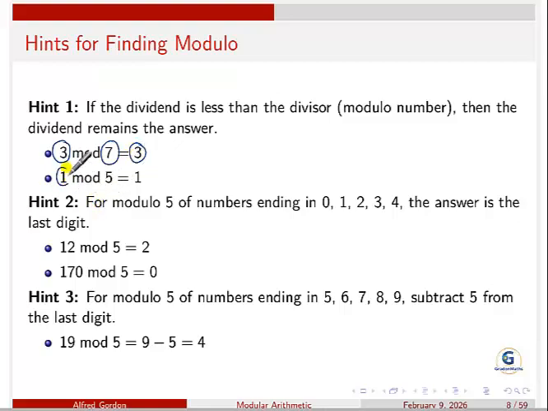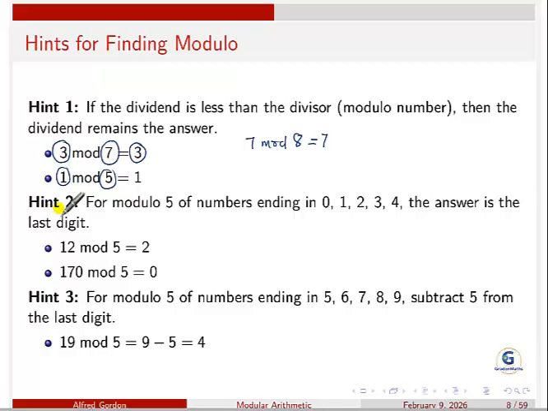So here we have 1 and then we have 5, but we can see 1 is less than 5, so our result is 1. We can also have a situation like 7 mod 8. We can see that 7 is less than 8, therefore the mod here is 7.